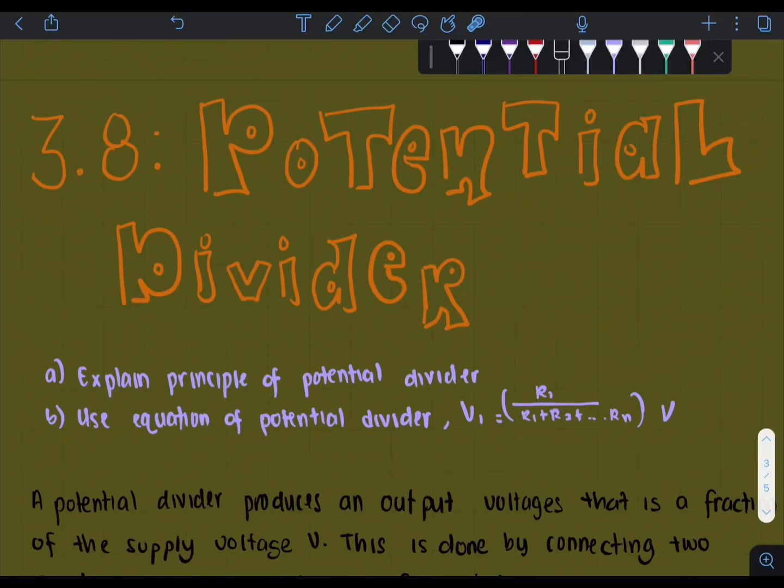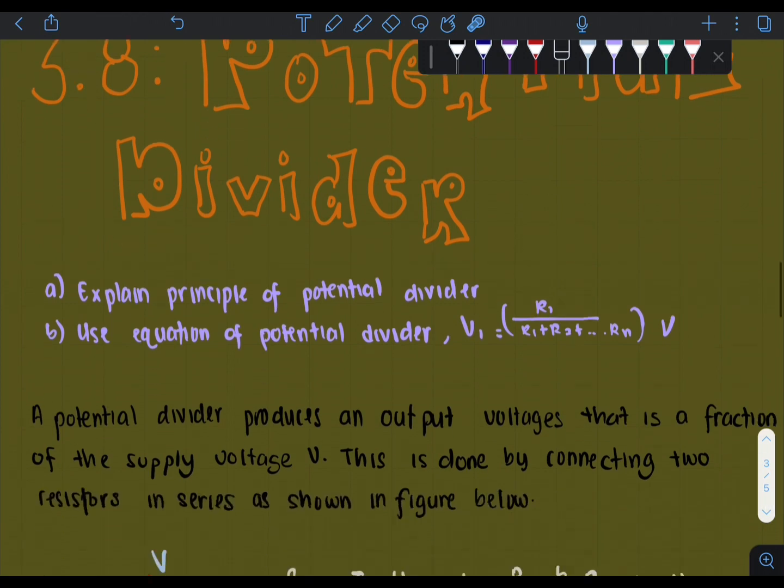Hi, welcome back. So now we are going to look at subtopic 3.8 from chapter 3, potential divider. In this subtopic, we have two learning objectives that we have to understand. The first one is to explain the principle of potential divider and also to use the equation of potential divider, given that V1 is equal to R1 over a summation of R, multiplied with V.